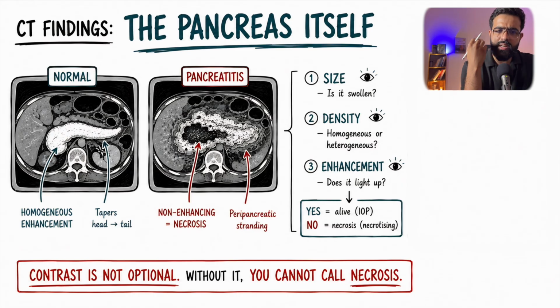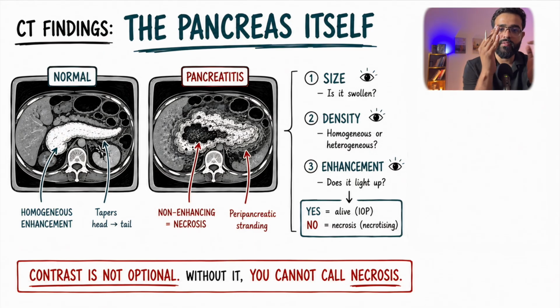In the pancreas, look at the size. Is it swollen? A normal pancreas tapers smoothly from head to tail. In pancreatitis, even a mild one, it looks edematous, bulky, the outline is less crisp. Secondly, look at the density. On a non-contrast CT, normal pancreatic parenchyma is homogeneous. In pancreatitis, edema makes it slightly less hyperdense relative to normal.